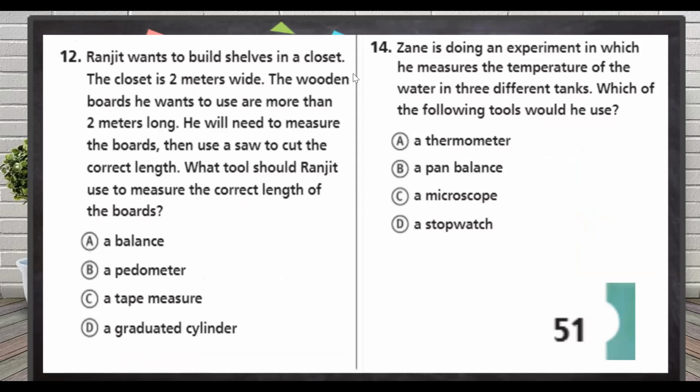Ranjit wants to build shelves in a closet. The closet is 2 meters wide. The wooden boards he wants to use are more than 2 meters long. He will need to measure the boards, then use a saw to cut the correct length. What tool should Ranjit use to measure the correct length of boards? So we want to measure the length.